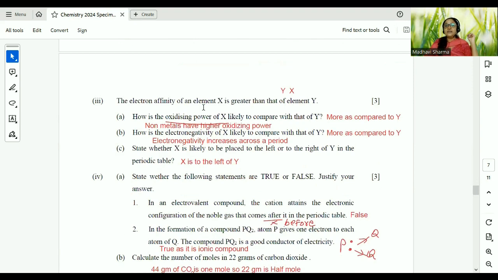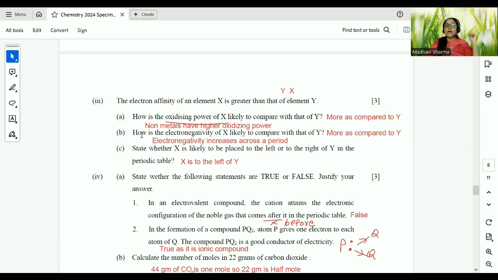The electron affinity of X is greater than that of Y. So I have written here X and before that I have written Y. How is the oxidizing power of X likely to be compared with that of Y? Of course, X will have more oxidizing power as compared to Y. Reason: non-metals have higher oxidizing power. Simple. Imagine the periodic table, then you will understand.